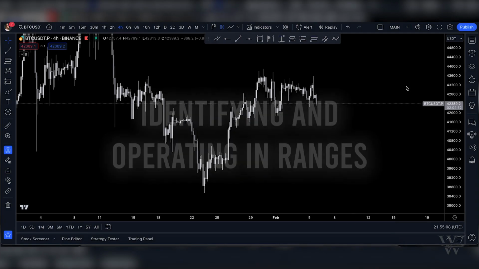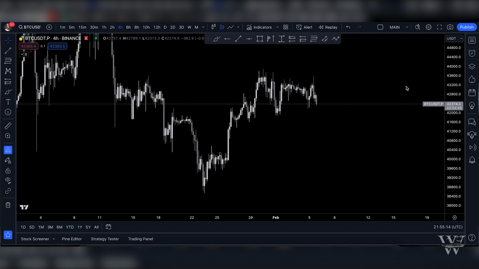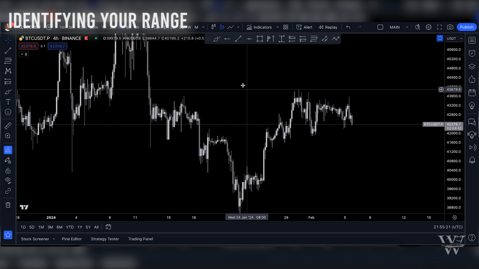Hey guys, today I'm going to be showing you how to identify a range and how to better identify ranges using the WoodsBot tools. I'm also going to be showing you how you can look to trade that range with additional WoodsBot tools.